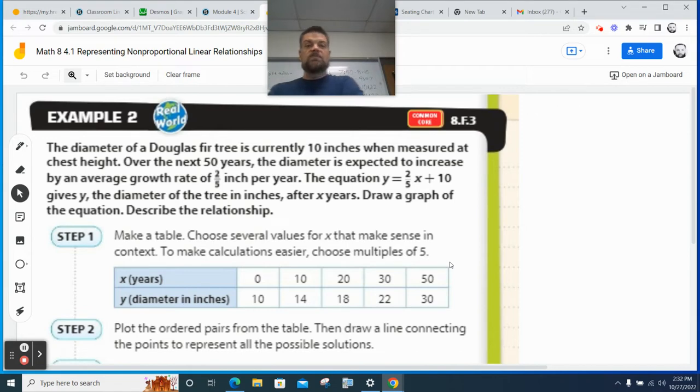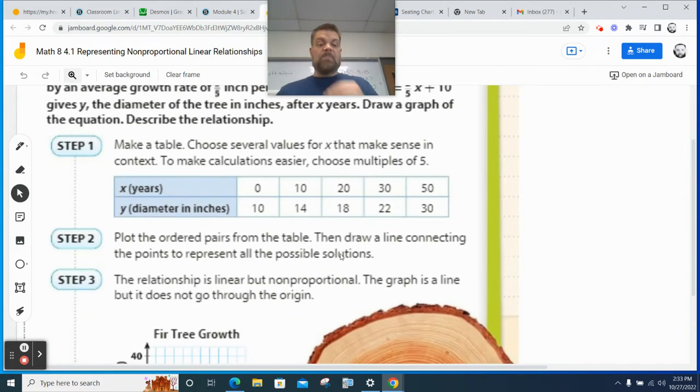Go home. The diameter of a Douglas fir tree is currently 10 inches when measured at chest height. Over the next 50 years, the diameter is expected to increase by an average growth rate of 2/5 inches per year. The equation y equals 2/5 x plus 10 gives y, the diameter of the tree in inches after x number of years. Draw a graph of the equation and describe the relationship.